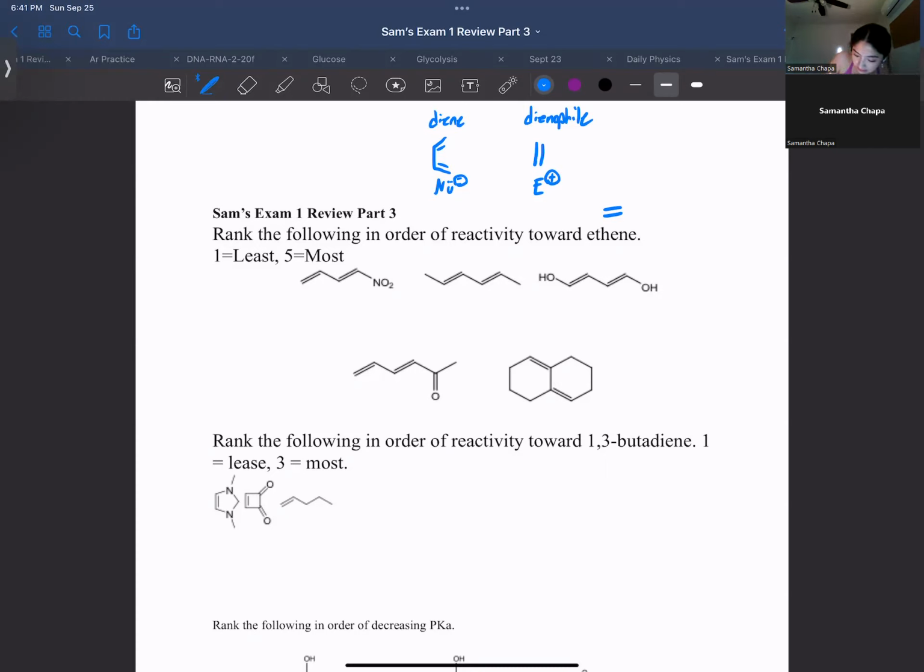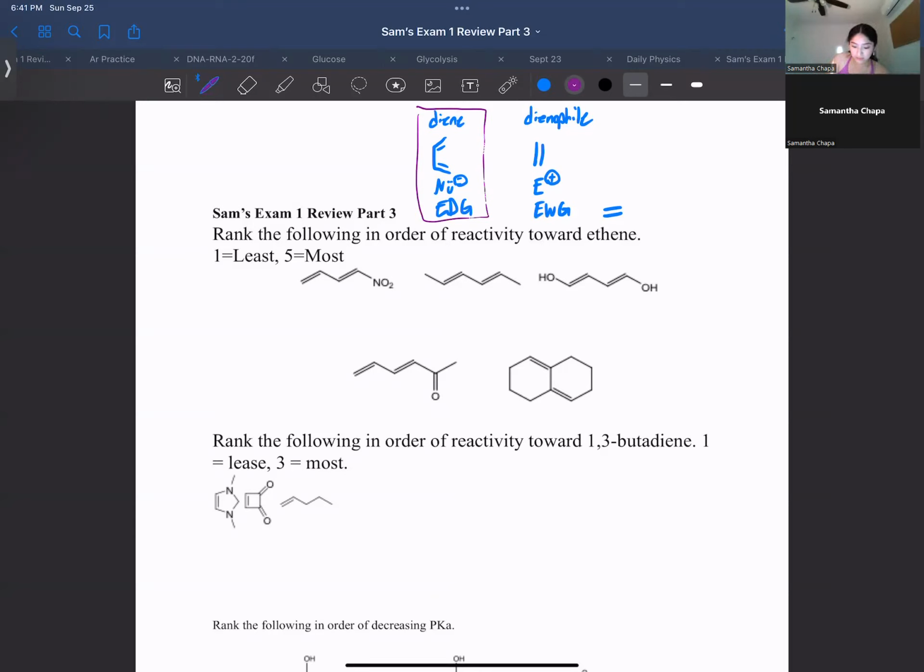So my diene prefers electron donating groups, whereas my dienophile is the electrophile. It's more positively charged. So something that's going to help us be more positively charged is an electron withdrawing group. So let's put that down. Okay. So we're going to be looking for electron withdrawing groups on our dienophiles. The first thing that we're going to do is identify all of them.